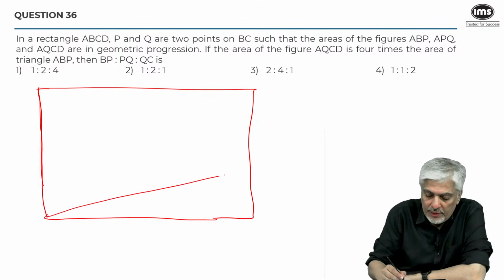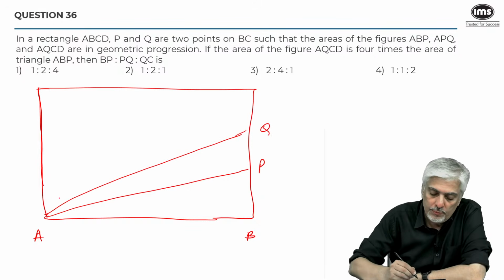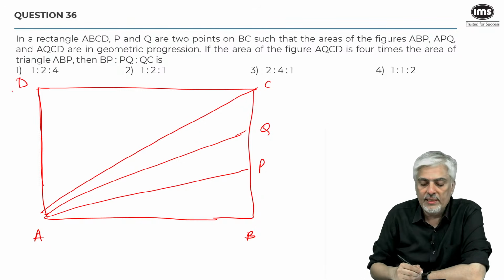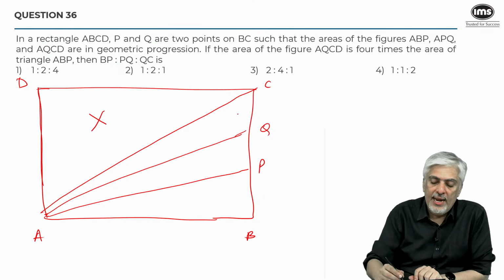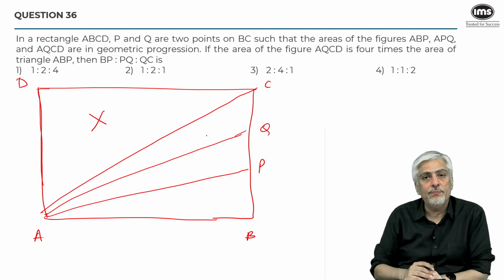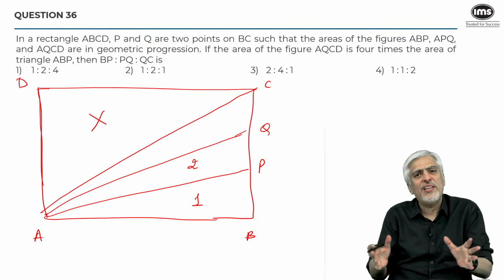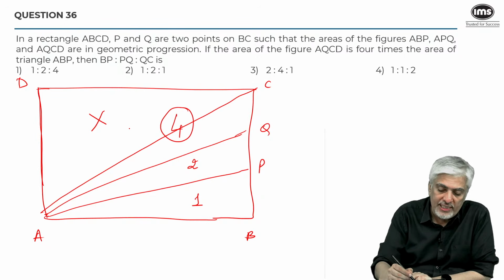Suppose there's a point over here, P. Then there is Q, and then there is C, and this is D. Do you all agree that this area and these 3 triangles' area will be the same? They had told us when this is 1, this is 2. From that we came to know this is 4, and this whole thing is 4. 4 is this part plus this part.